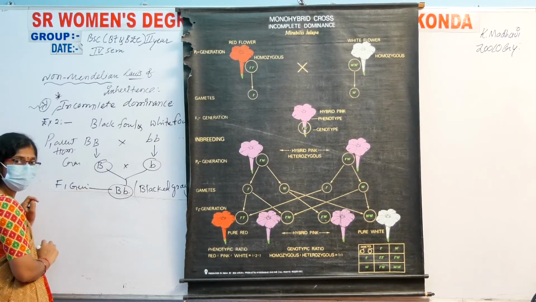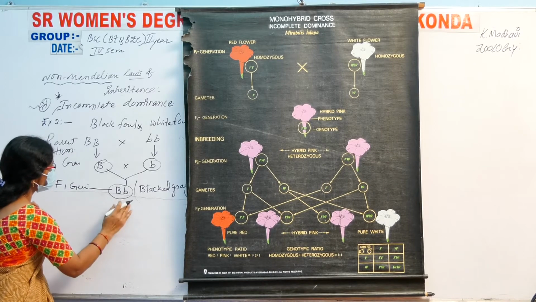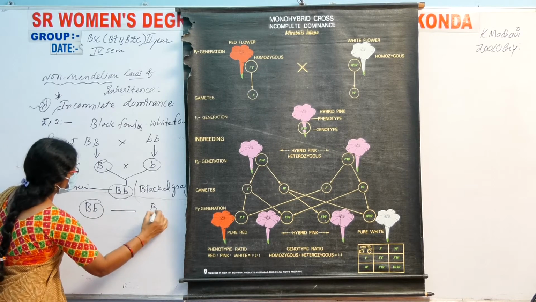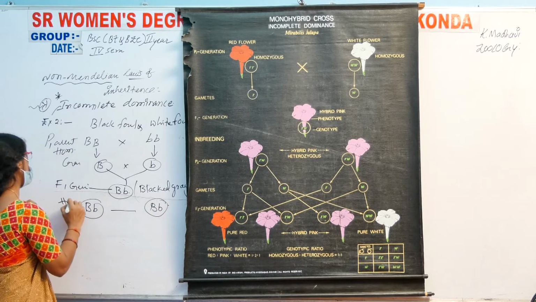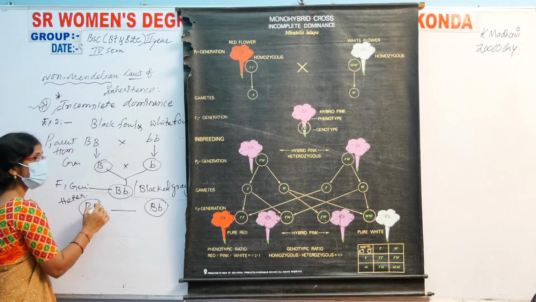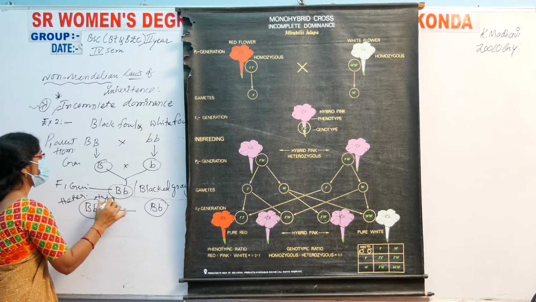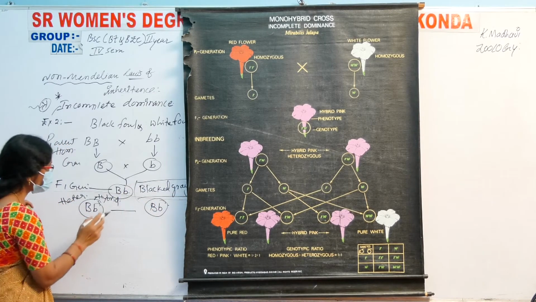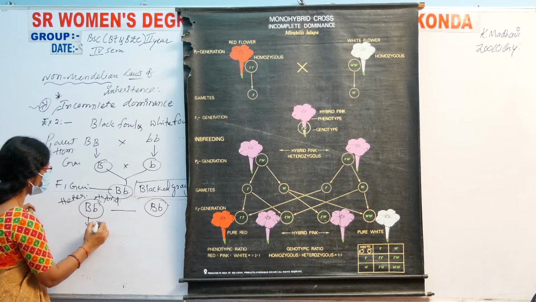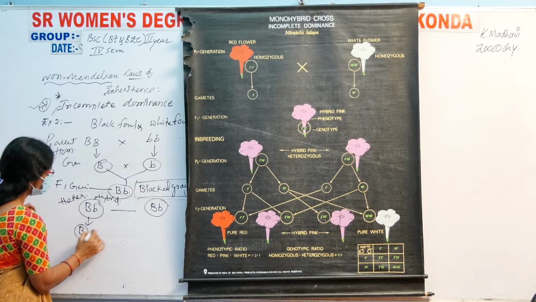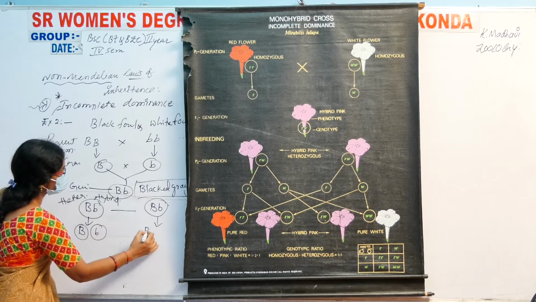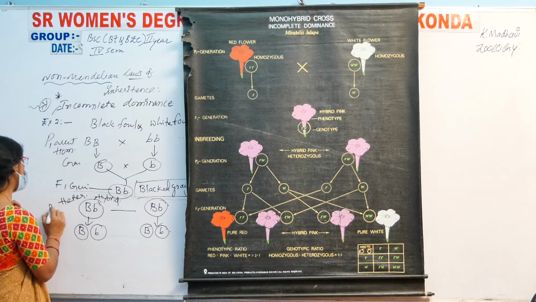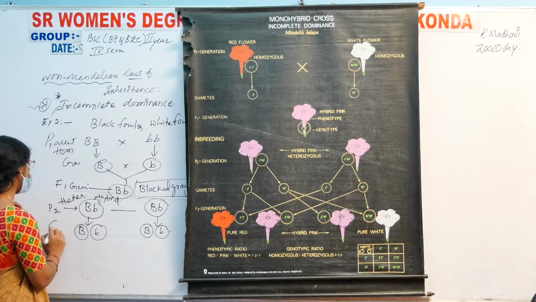In the F1 generation, we can self-pollinate with another hybrid. Both of these are heterozygous conditions, and this is a hybrid with black grey color. They can produce in their gametes capital B and small b, and here also they can produce capital B and small b. This is the P2 generation we are crossing, and these are the gametes.